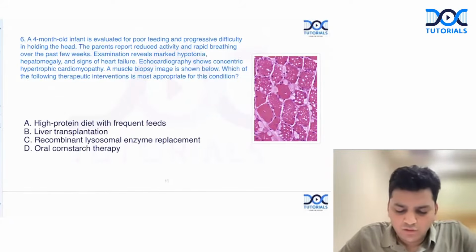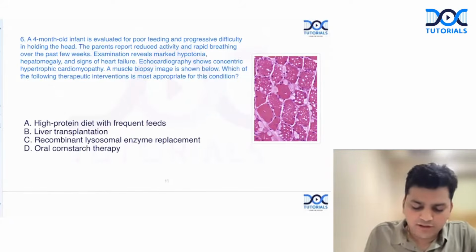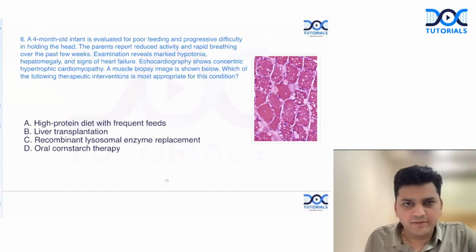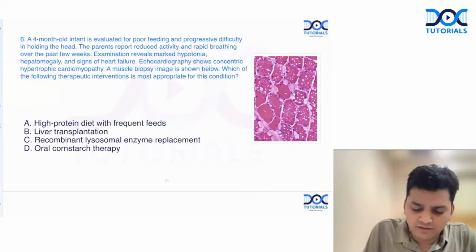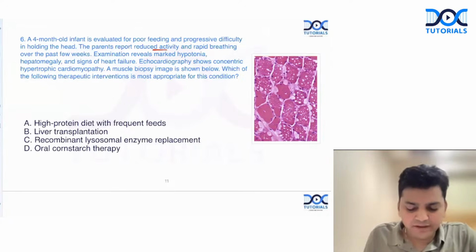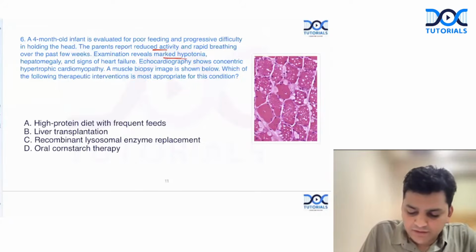A 4-month-old infant with poor feeding, progressive difficulty holding the head, which means there is some problem with the muscles. The parents report reduced activity, and rapid breathing over the past few weeks. There is marked hypotonia. The muscles are very flaccid. There is hepatomegaly, and signs of heart failure are there.